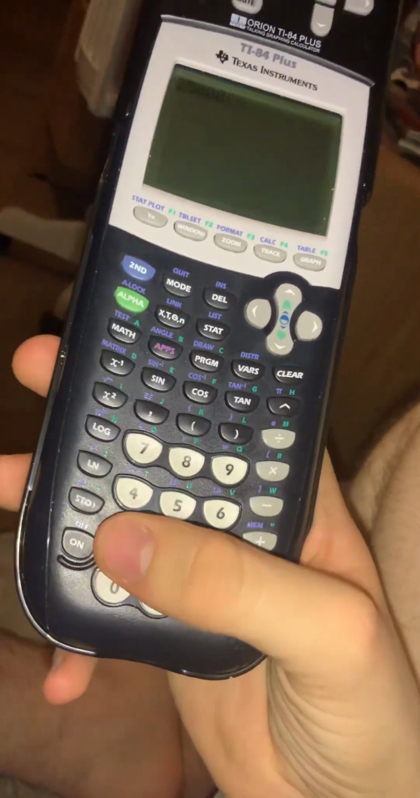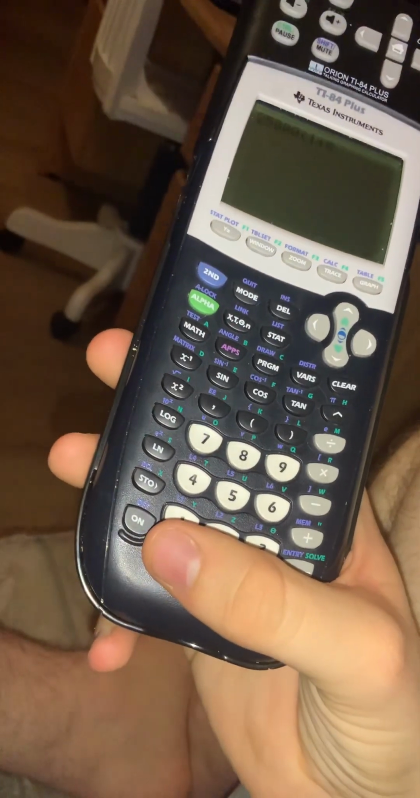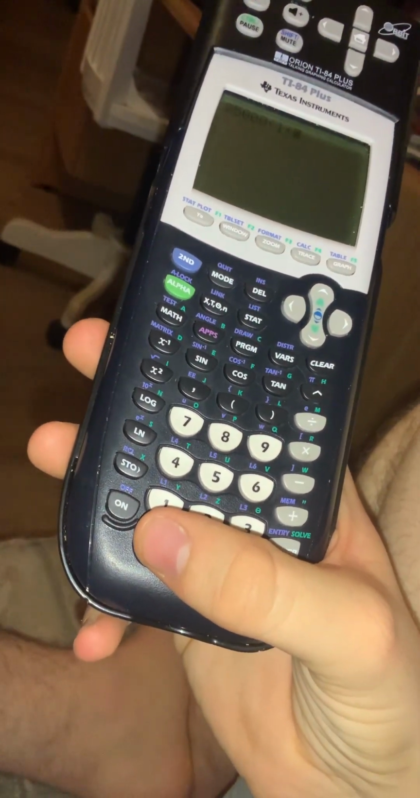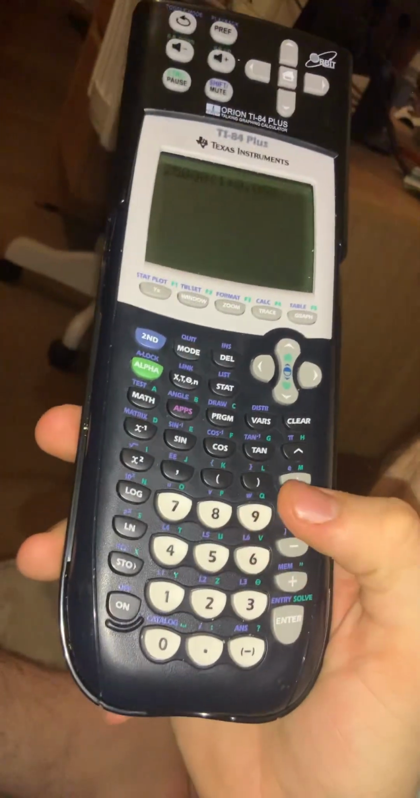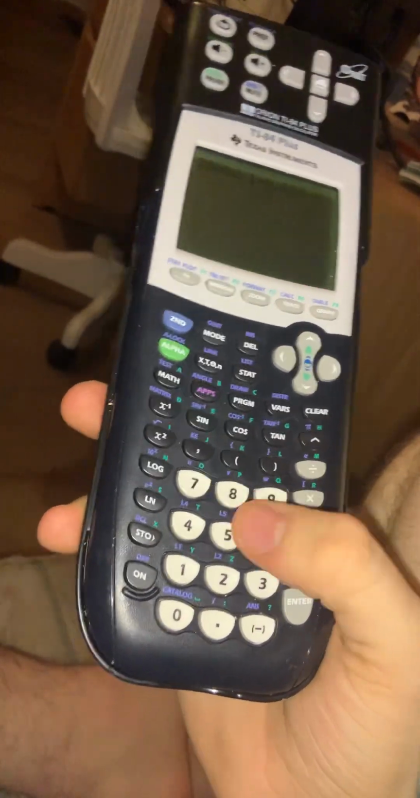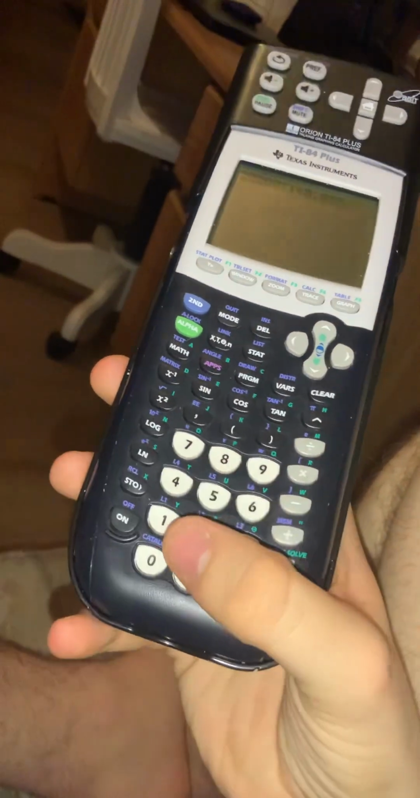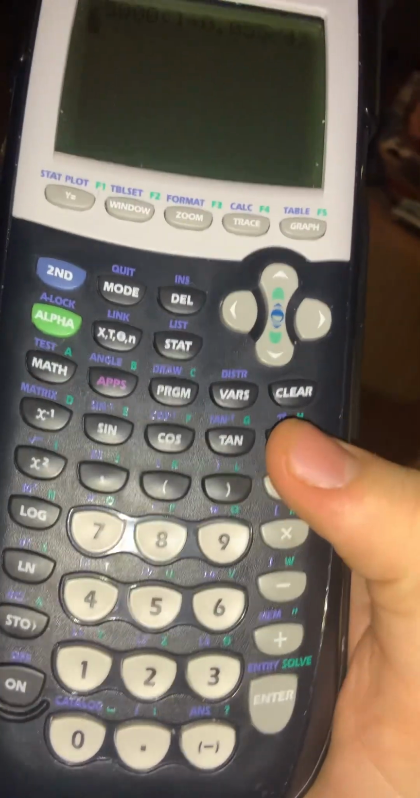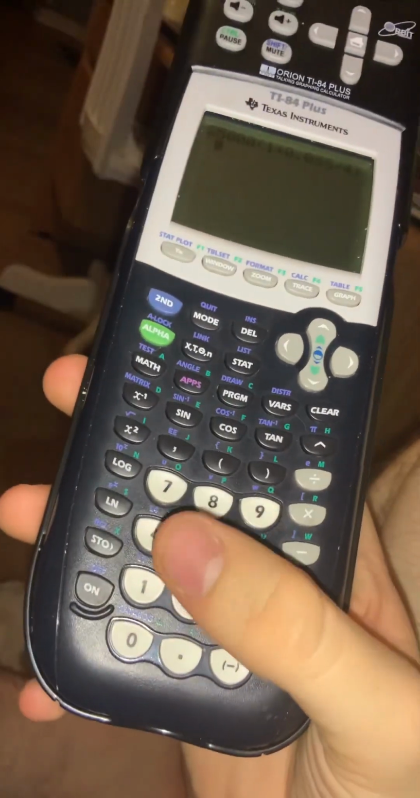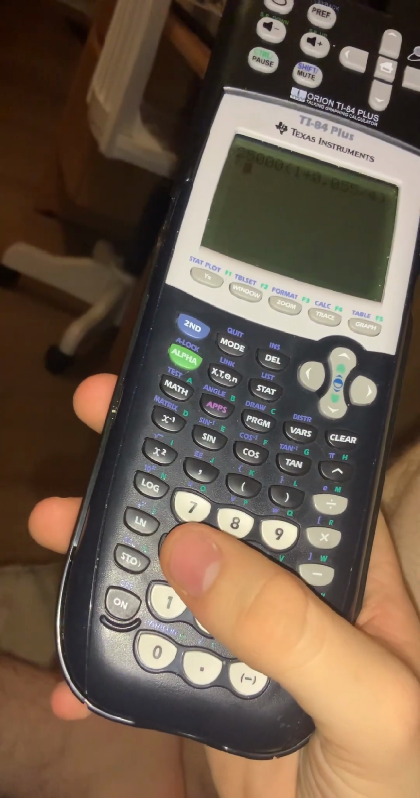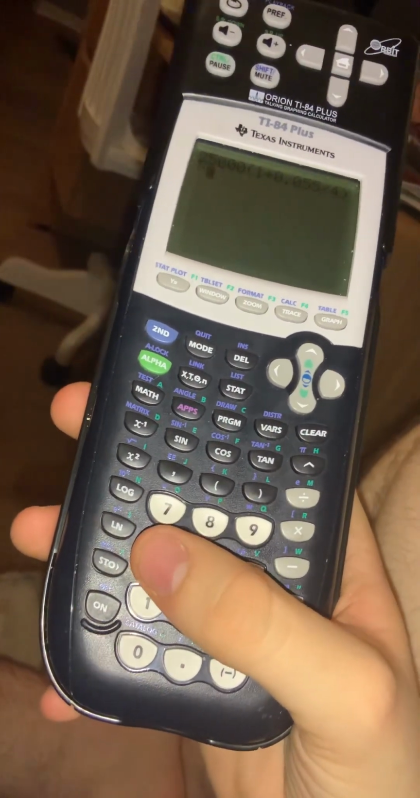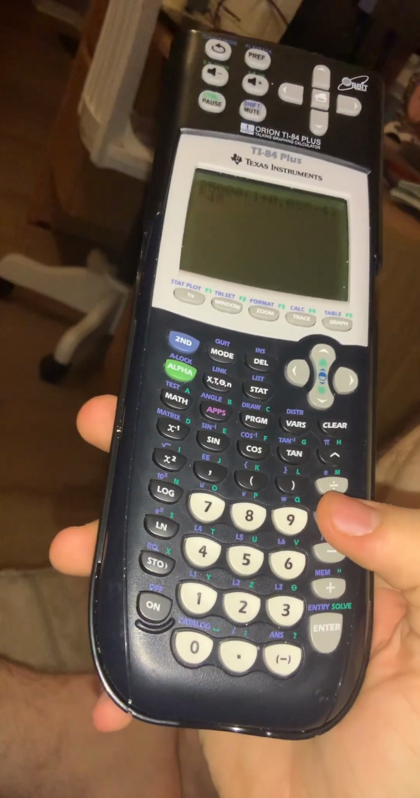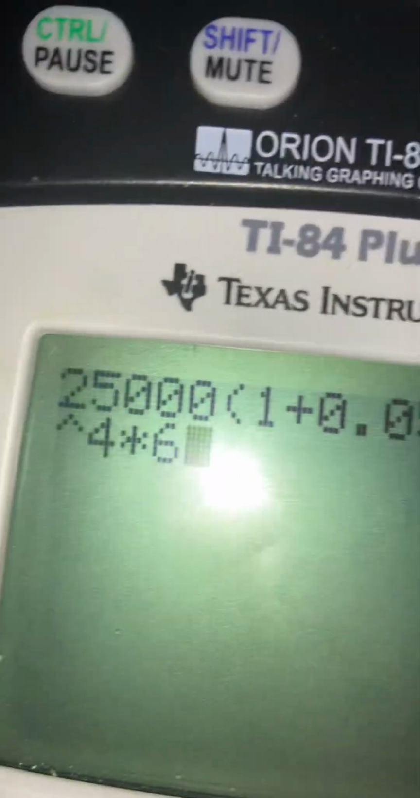So let's say you want to invest 25,000. So that's your P value, and then you put in parentheses 1 plus your annual percentage rate, let's say, is 0.055, divided by, let's say, 4 times a year, so quarterly, divided by 4, close parentheses, and then to the power of nt. So say n is 4 times, let's say, 6 years. This is what you'll get.